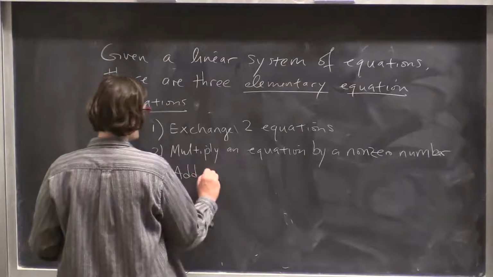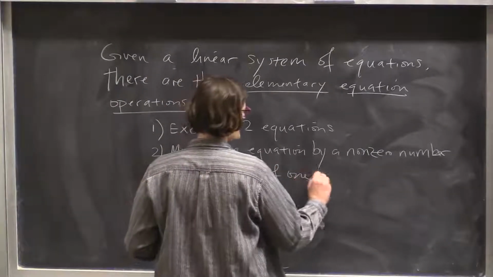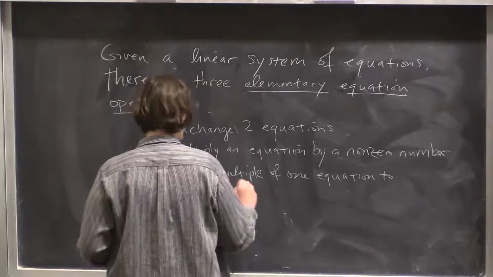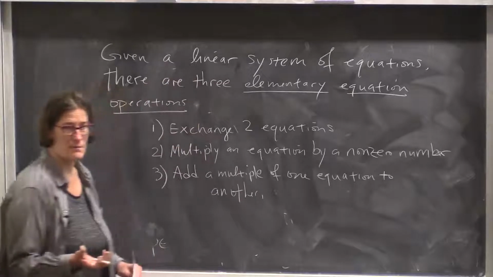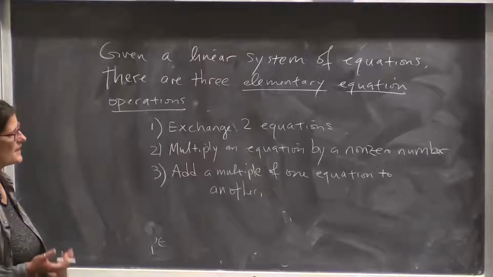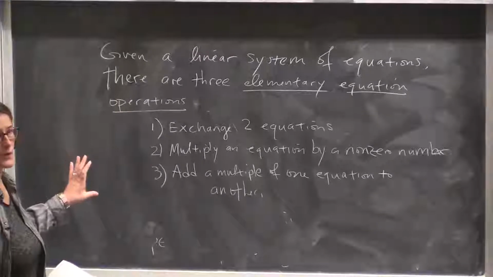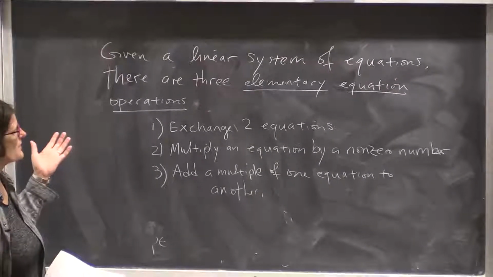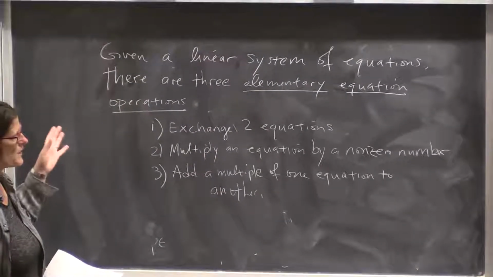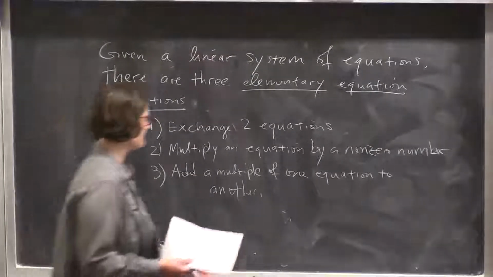The third is add a multiple of one equation to another. So for example, you've got equation 3, and you replace equation 3 with equation 3 plus 29 times equation 2. So using these elementary equation operations, you can transform one linear system into another linear system. And if you do a bunch of them, then you can transform one linear system into an easily solved linear system.